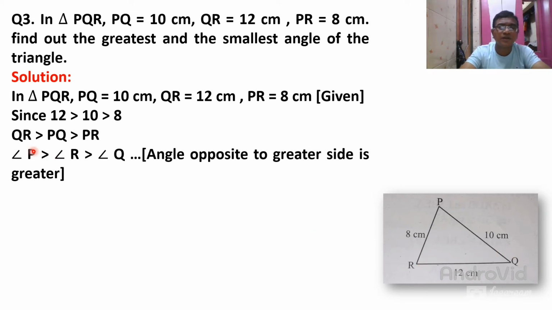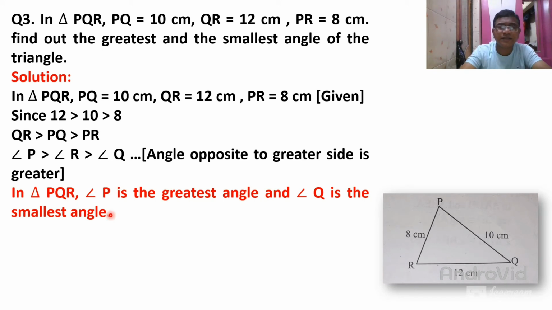Okay, in such a way it is written: angle P is greater than R, R is greater than Q. Do you understand, students? Very simple. So the greatest angle is P and the smallest angle is Q.